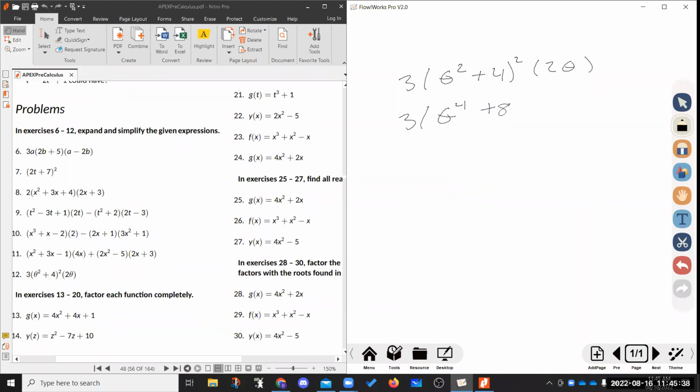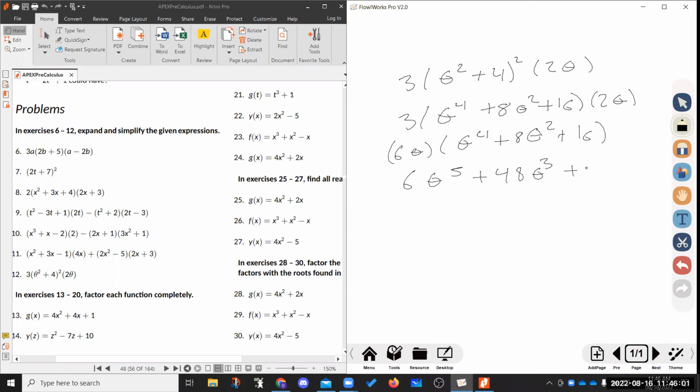4 times 2 is 8 theta squared plus 16 is 2 theta. We're going to have 6 theta times theta to the fourth plus 8 theta squared plus 16, which is going to give us 6 theta to the fifth plus 48 theta to the third plus 96 theta.